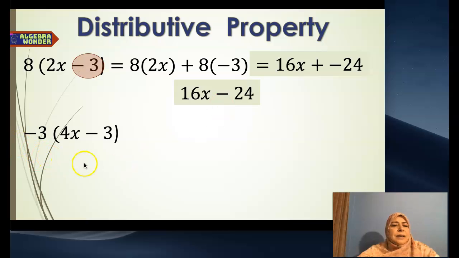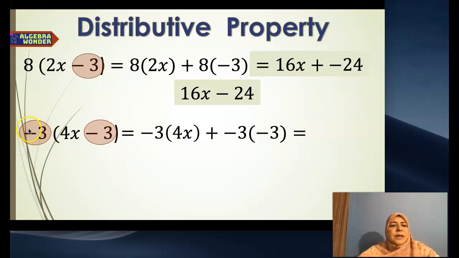Okay. Again, I'm just trying to practice more with negative numbers because this is where students get really confused. So be sure that you put a circle around the negative number. Okay. So negative 3 times 4x, here we go, and then negative 3 times negative 3. Now negative 3 times 4x gives you negative 12x, and then negative 3 times negative 3 gives you positive 9.